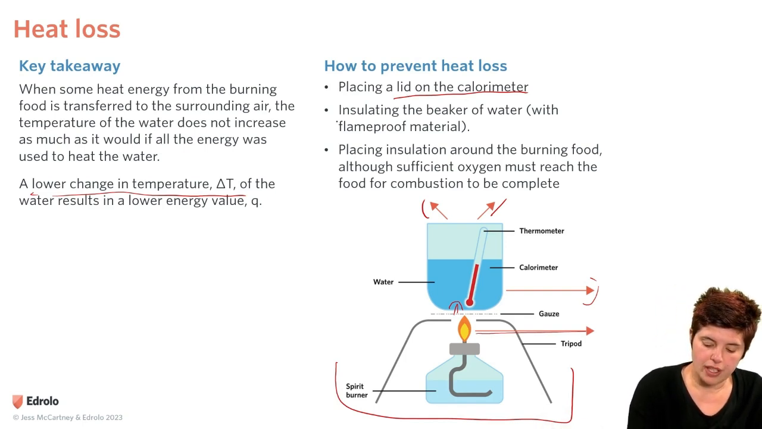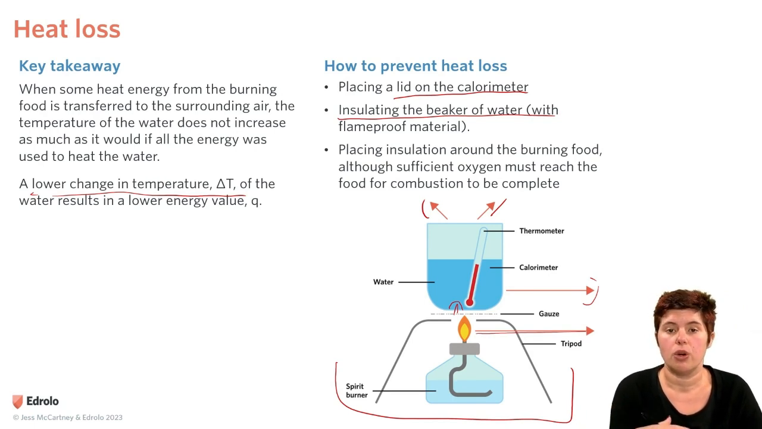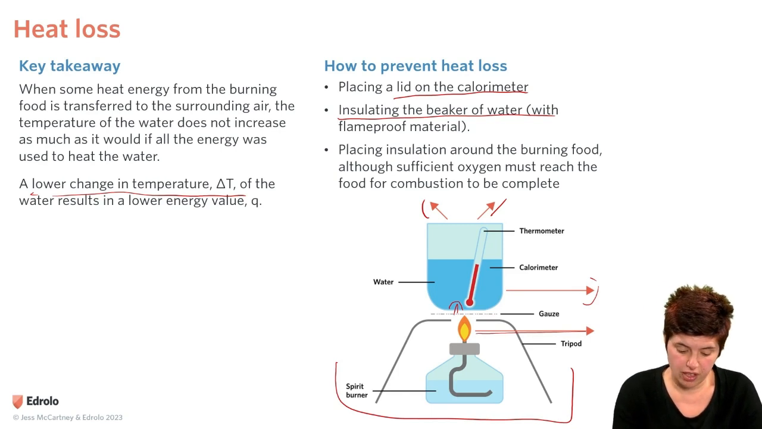We can also insulate the beaker. If we don't have a particular calorimeter that's already insulated, we can surround the beaker with something. Obviously make sure it's not flammable. So aluminium foil is a really good one. It's just going to insulate that water.